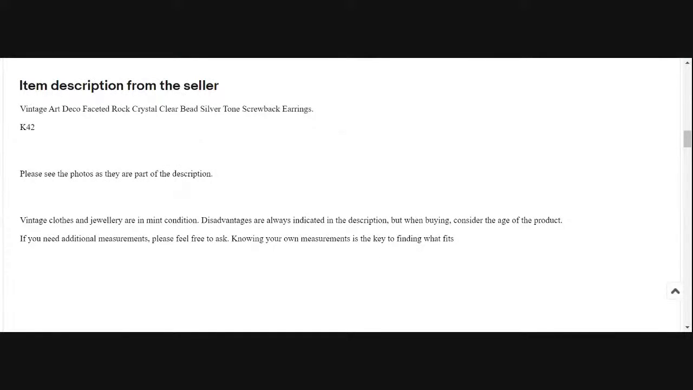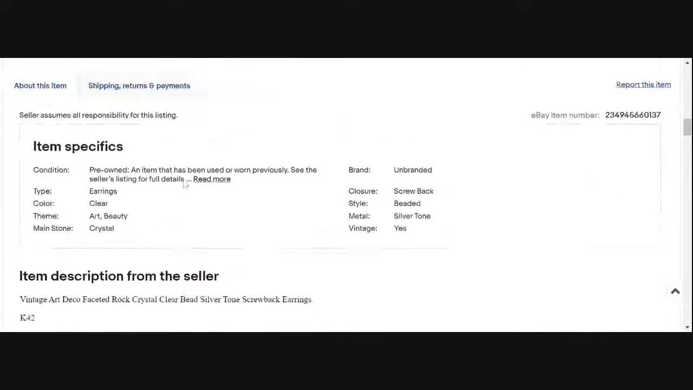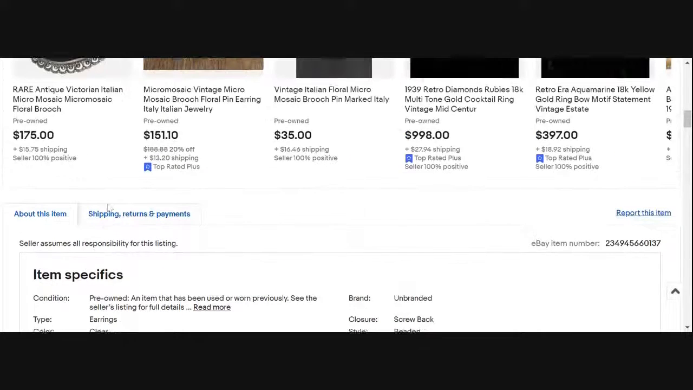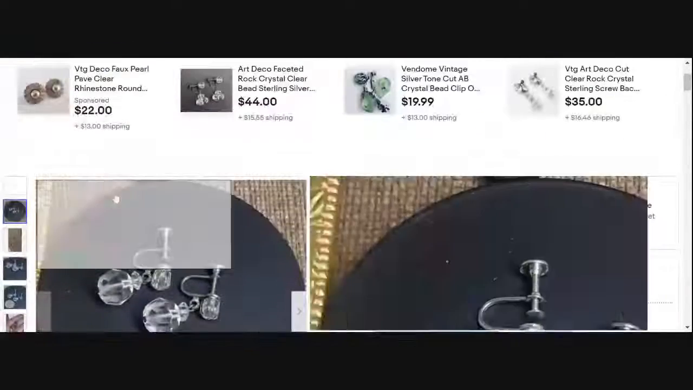Please see photos. They're part of the description. So they have not told us whether they've been tested. They call the metal silver tone. They call the main stone crystal. I believe that these may not actually be rock crystal.